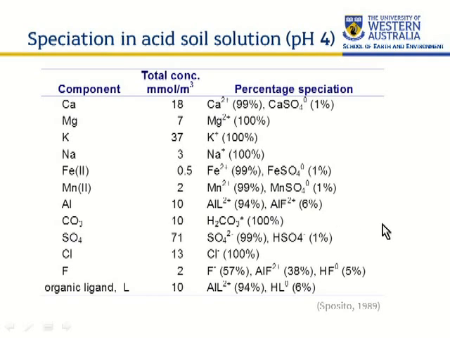And these are only the predominant species. You'll notice that calcium sulfate ion pair is not one of the dominant species for sulfate.